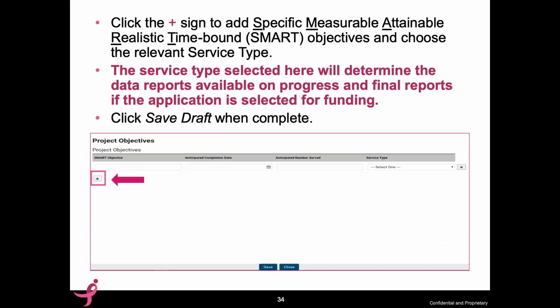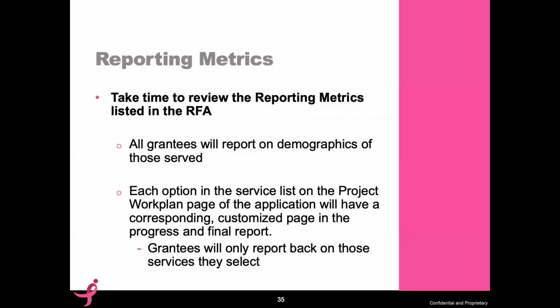You're going to click the plus sign to add your specific, measurable, attainable, realistic, time-bound objectives and choose a relative service type. The service type will determine the data reports applicable on progress and final reports if the application is selected for funding. So you're going to take time to review the reporting metrics listed in the RFA.